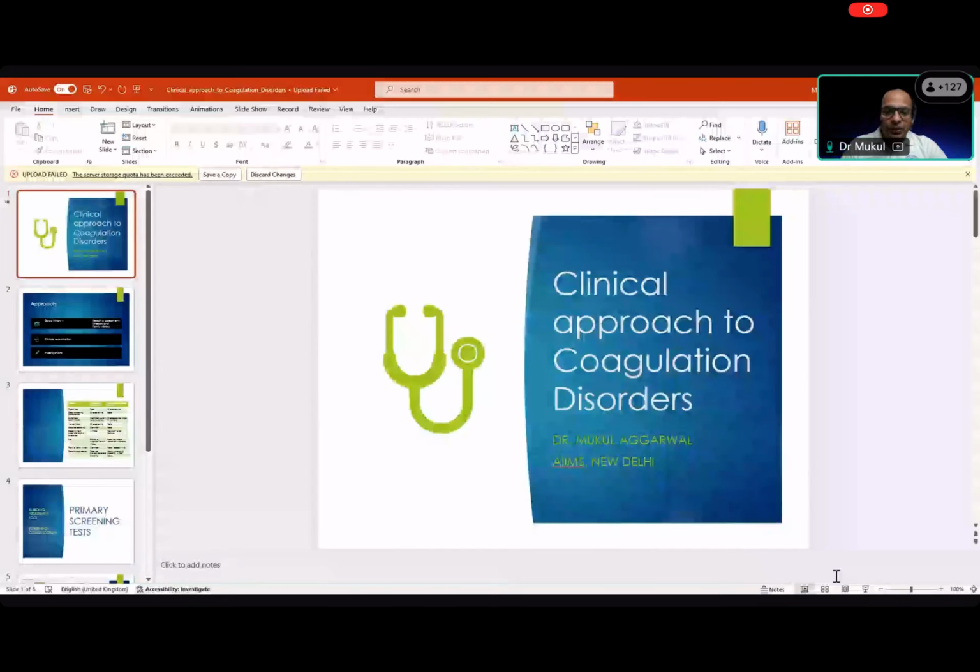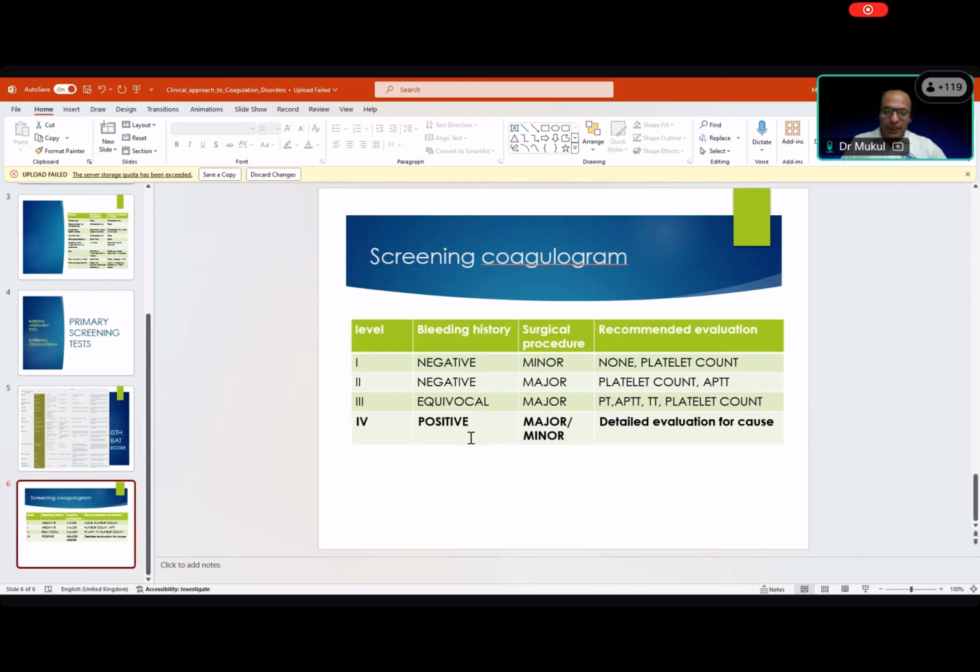For the screening coagulogram, I just want to highlight that for the patient with negative bleeding history who is undergoing a major surgery, platelet count, and sometimes we do advise for APTT. For equivocal bleeding history for a major surgery, we advise for complete screening coagulogram. And for the patients who have a strong positive history of bleeding, whether they are undergoing a major or minor surgery, a detailed evaluation for the cause is advisable to prevent any perioperative severe bleeding. Unless it's an emergency surgery, we advise deferring surgery without a complete diagnosis.